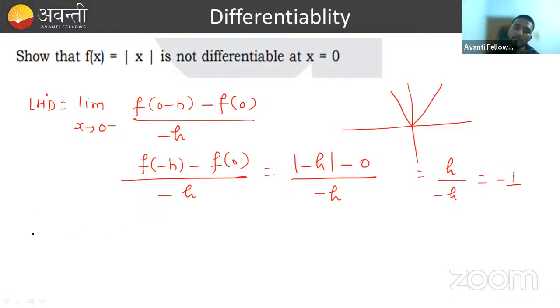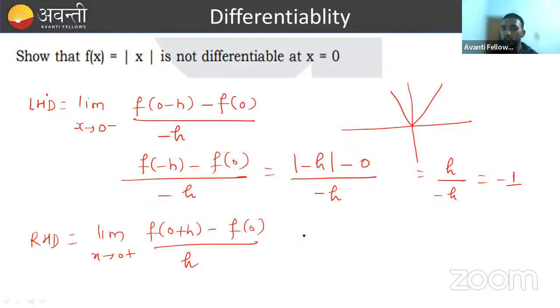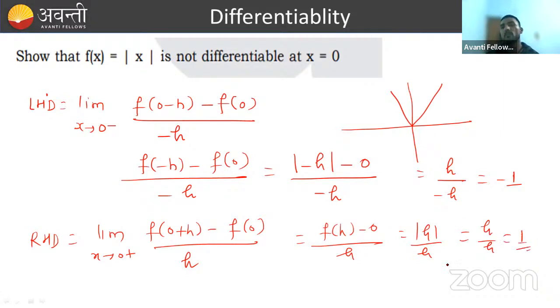Similarly, if I find the right hand derivative, limit x tending to 0 plus, it will be f of 0 plus h minus f of 0 divided by h, by the formula. So it will be f of h minus 0 divided by h. So it is mod h divided by h, so h by h is equal to 1. So it is minus 1 and it is plus 1. So LHD is not equal to RHD. So we can say that it is not differentiable at x equals 0.